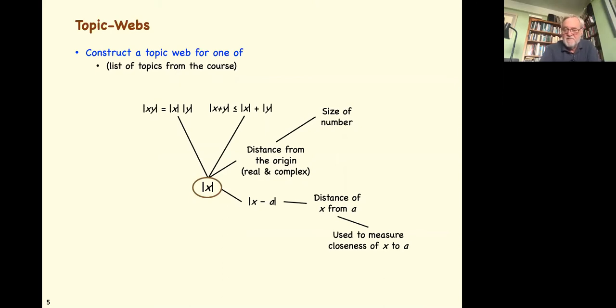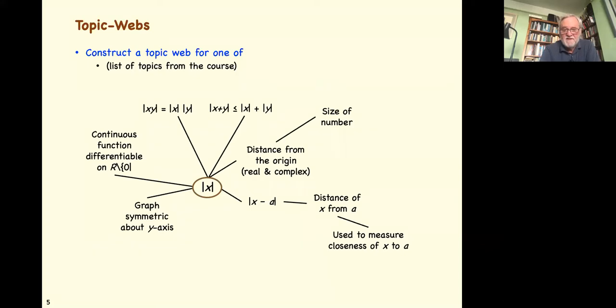And that's used to measure the closeness of X to A, especially if you're doing analysis. But it's also a continuous function differentiable everywhere on R except for 0. It's an example of a graph symmetric about the y-axis. And I find that as I start to draw a topic web, one idea or one association generates other links. And so, for example, that makes me think of even functions, if perhaps we're talking about those.